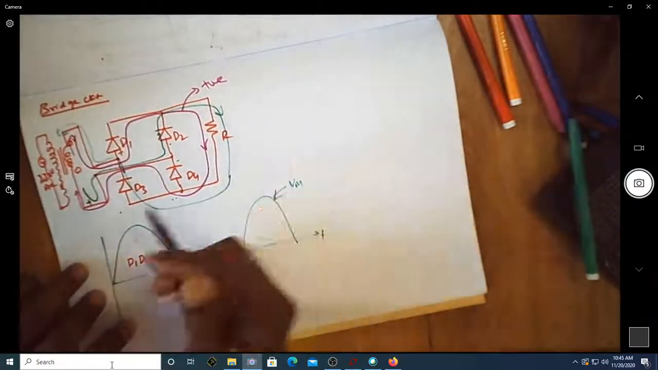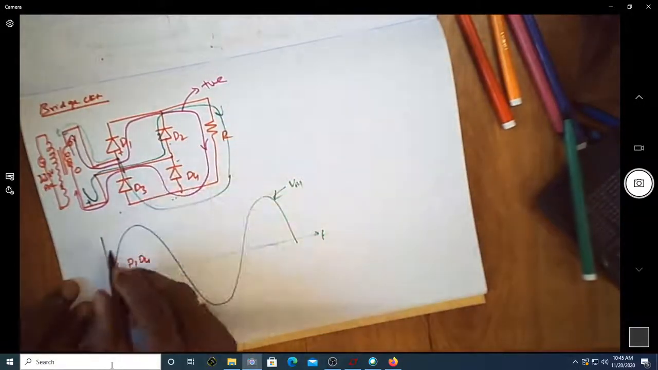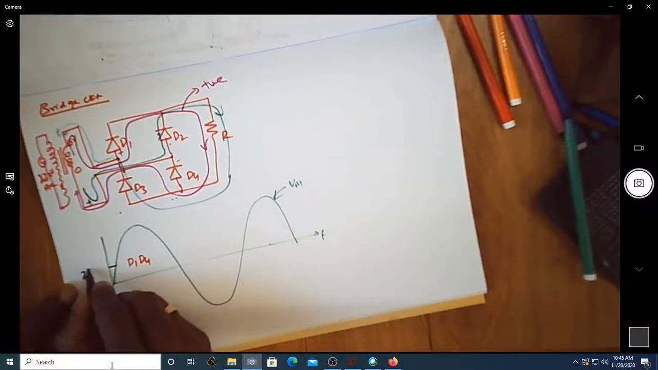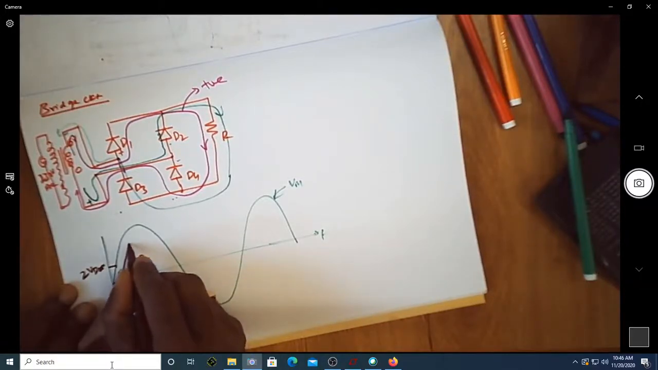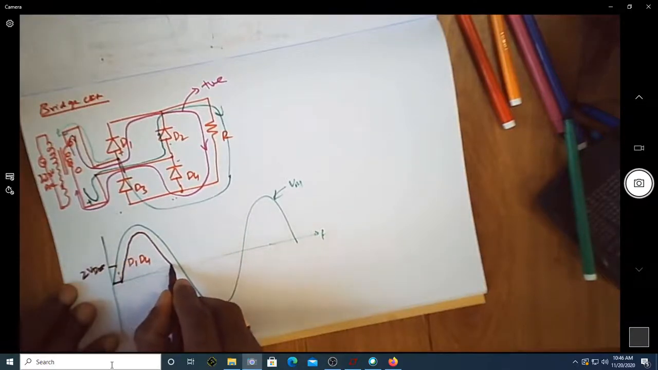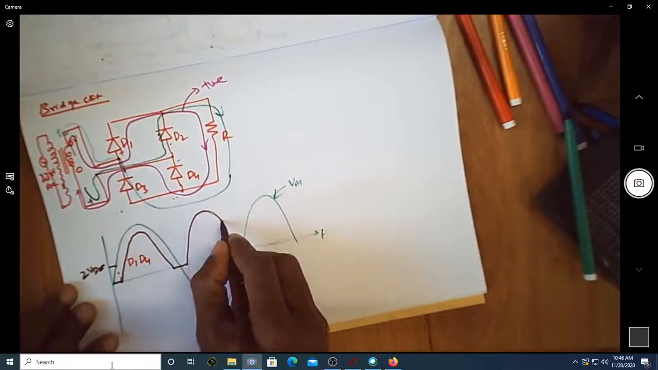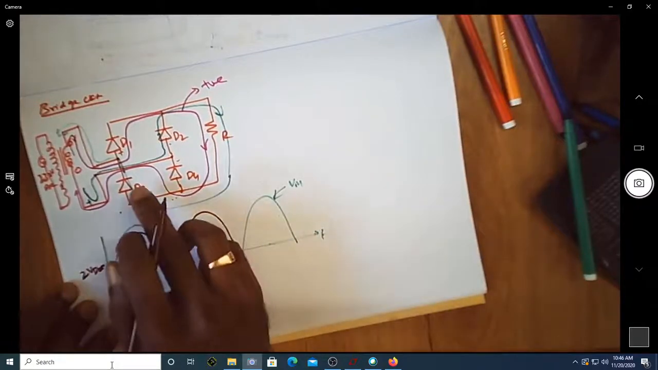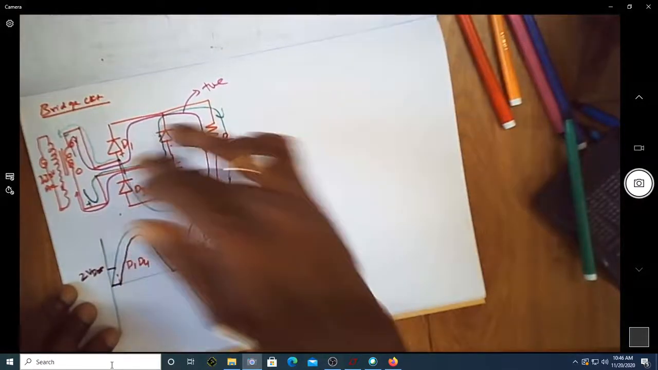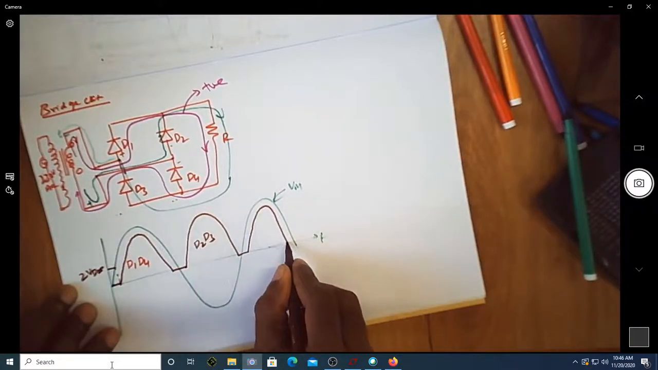That's why the output voltage will conduct only when the input voltage is more than 2 times VD on. You can see till 2 times VD on the output voltage is 0. Then it increases, keeps going like this, and comes down. Again in the negative half cycle it is conducting, due to D2 and D3. These two are the diodes which are conducting. And of course that cycle repeats.